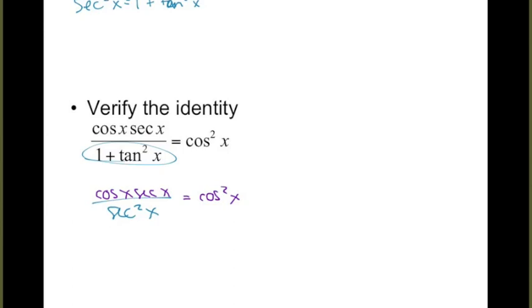You cannot cancel when there is adding or subtracting inside of a fraction. That will happen on your homework. But you'll have a problem like this that has a plus in there. Can't cancel then. But because this is all multiplying, division undoes multiplying. So then we can cancel. So we can cancel out one of these secants, which leaves us with cosine over just a plain secant is equal to cosine squared.